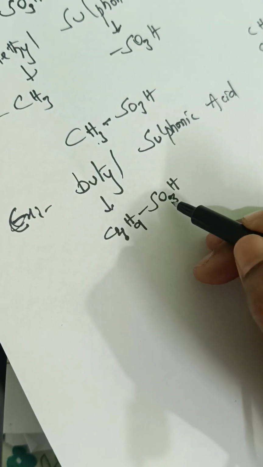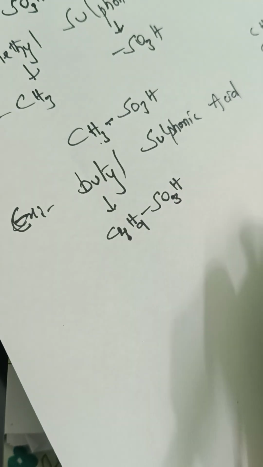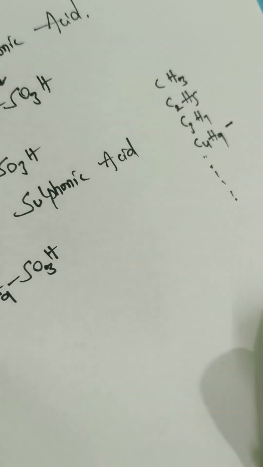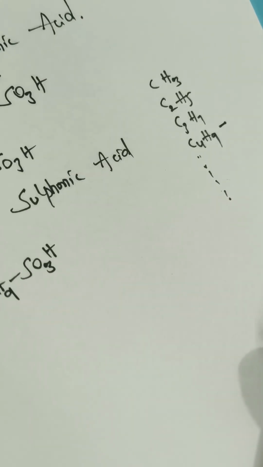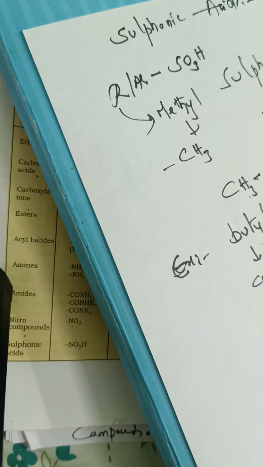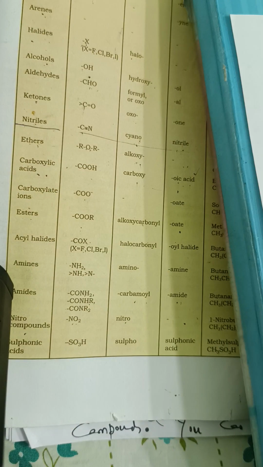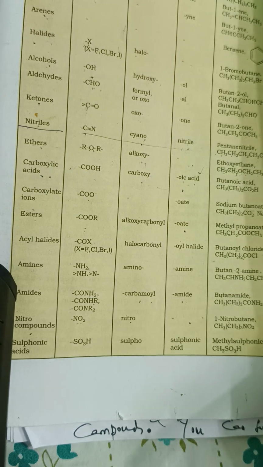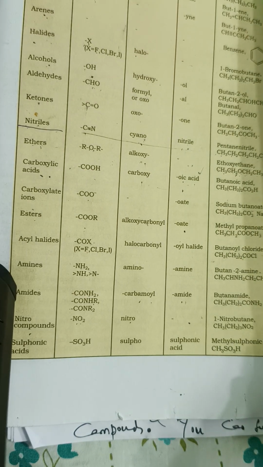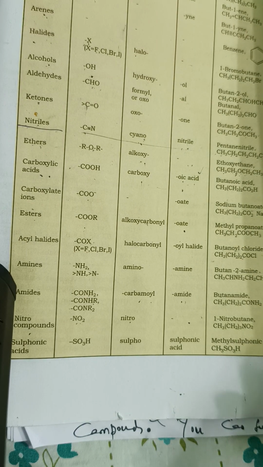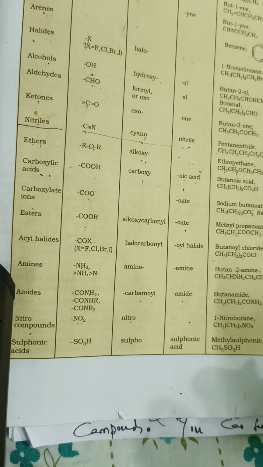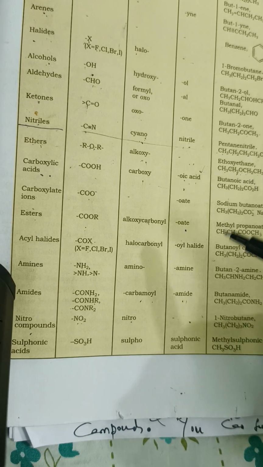C4H9 bond SO3H. So before you solve any problem, you just take a rough. You should do roughly, and then you write down and then you solve the problem exactly. Otherwise you will lose marks. So with this class we have finished all the basics under organic chemistry part. Under organic chemistry part I have explained you all the basics.